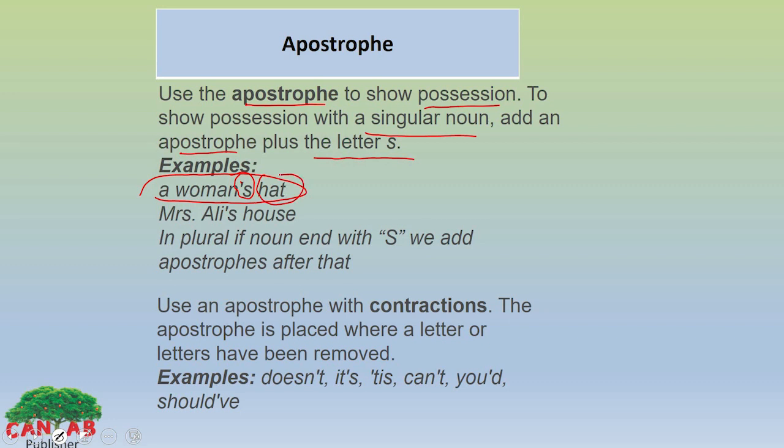Here the hat is in the possession of the woman. The woman is the owner of her hat. It shows the possession, the relationship between them. That woman is the owner of her hat here. It is called possession, to possess something. Mrs. Ali's house. Here, Mrs. Ali has possession of the house. She is the owner of the house.